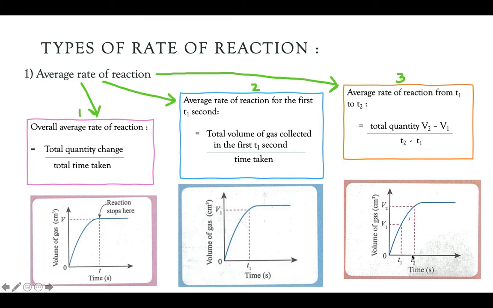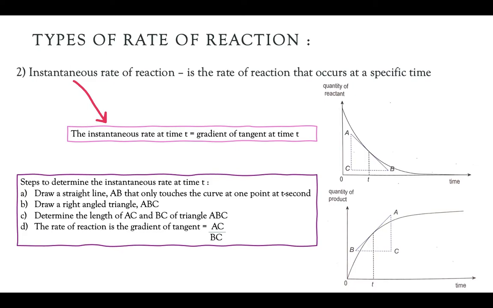Alright. So, yang kedua is the instantaneous rate of reaction. Instantaneous is referring to the rate of reaction that occurs at a specific time. So, apa formula used is the gradient of tangent at time t. So, you have to draw tangent and calculate the gradient. Okay, this is the steps how to determine the instantaneous rate at time t. The first one, you have to draw a straight line AB. Okay, straight line AB that only touch the curve at one point at t second.